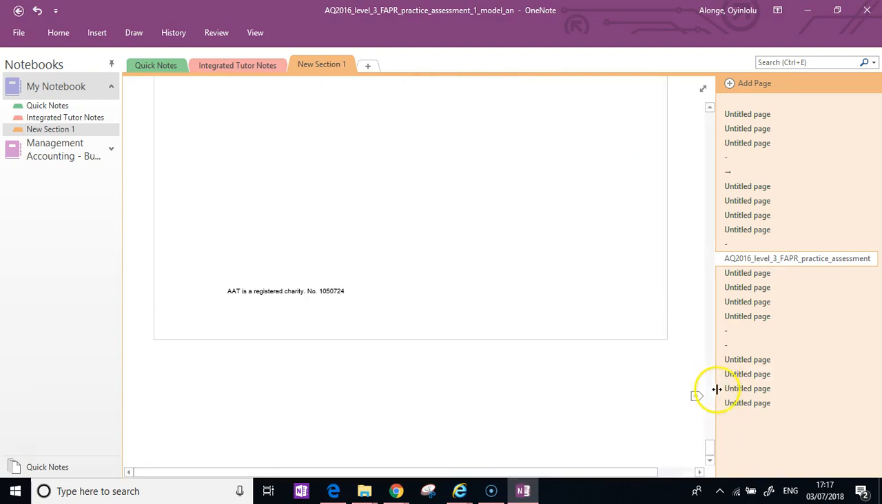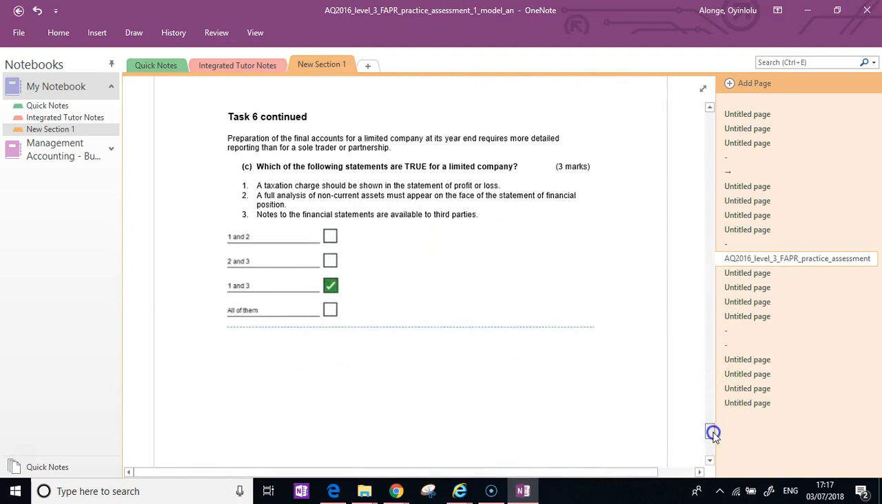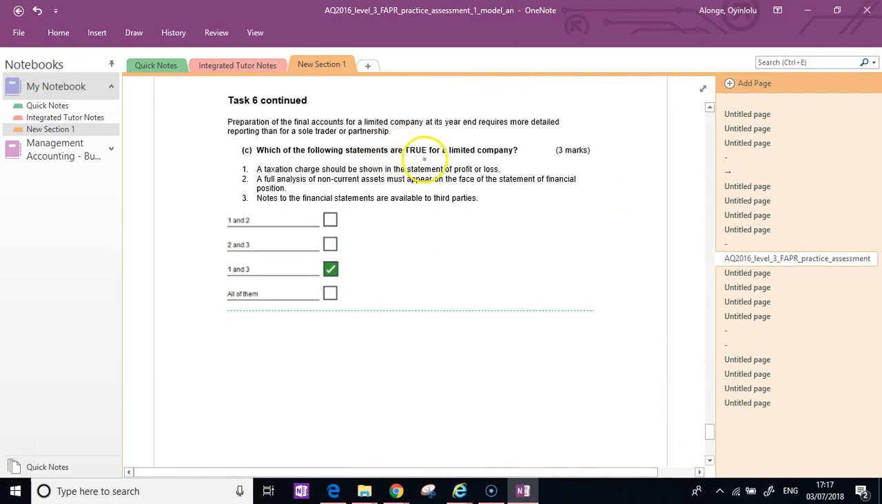And I think the last bit of that question says, which of the following is true for a limited company? A tax charge should be shown on the statement of profit and loss. Yes, for a limited company, that's true. Notes to the accounts are available to third parties. Yeah, that's true. A full analysis must appear in the statement of financial position. No, that's not true. But again, if you get chapter 4, you might see some of this.